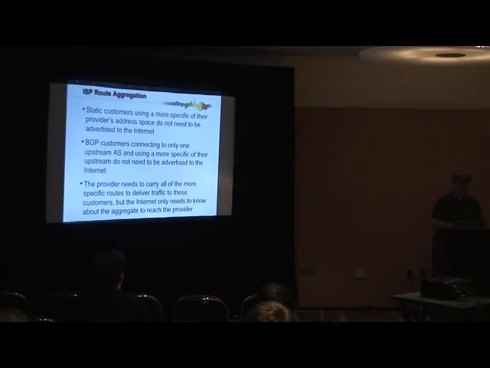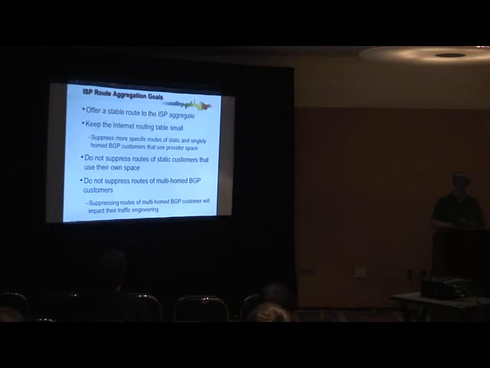BGP customers that are connecting only to a single upstream AS, if those customers are using IP space that's more specific of yours, again, this doesn't have to be advertised to the entire internet. Again, you need to carry around the more specifics internally, but if it's part of an aggregate of yours and the rest of the internet knows how to reach the aggregate, that's good enough to send the traffic to you, and then you can forward it down to your customers.